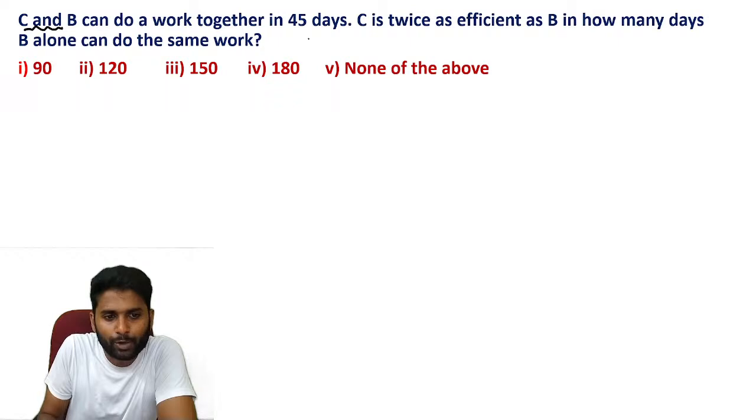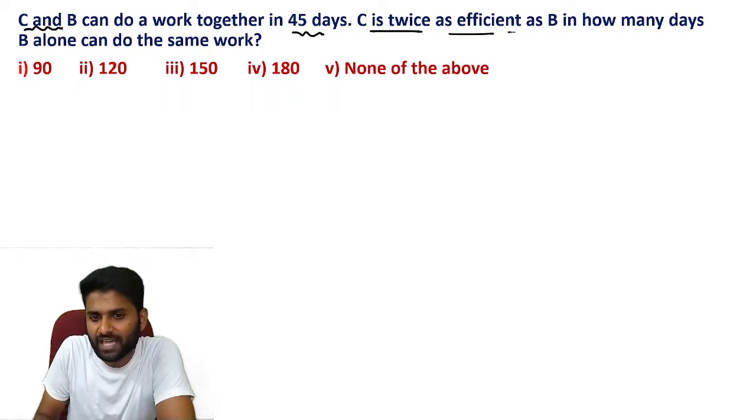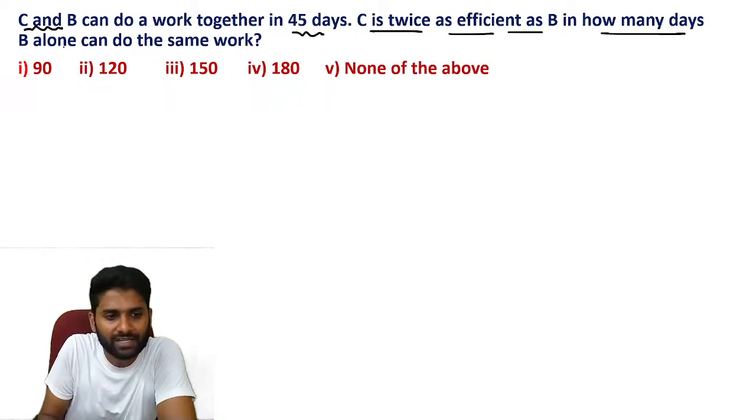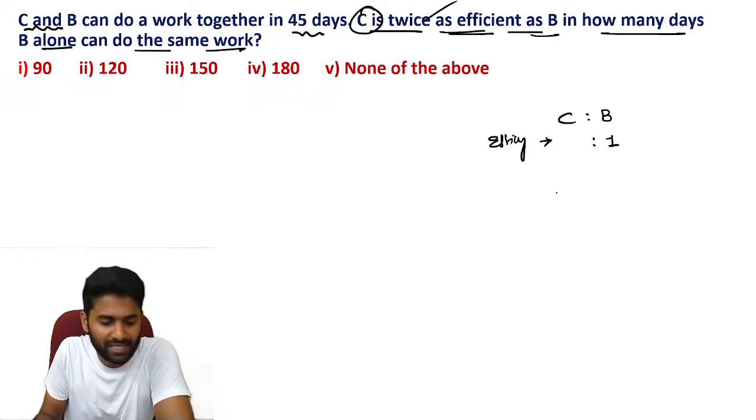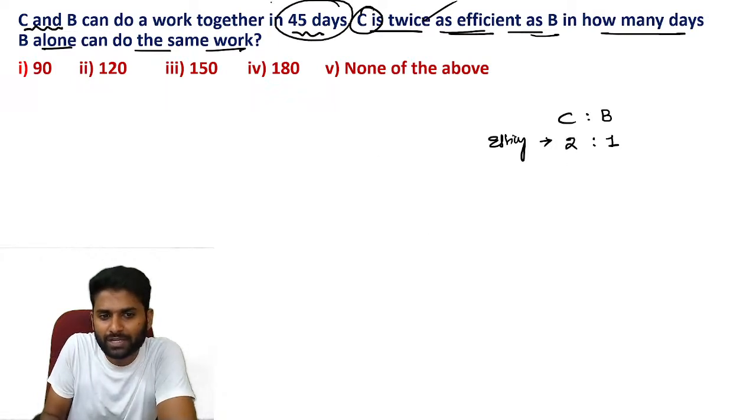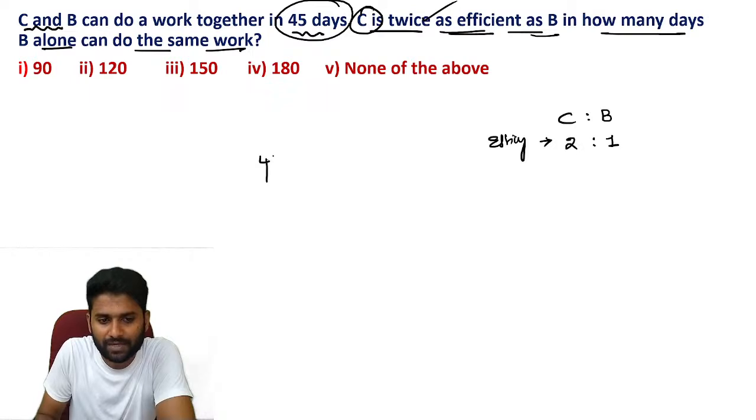C and B can do the work in 45 days. C is twice as efficient as B. In how many days can B alone do the same work? Now see, again they are talking about efficiency. C is twice as efficient as B. So let us assume that B is 1 unit. Definitely C must be 2 units. If both work together, it takes 45 days. The efficiency of C and B together is exactly 3 units.